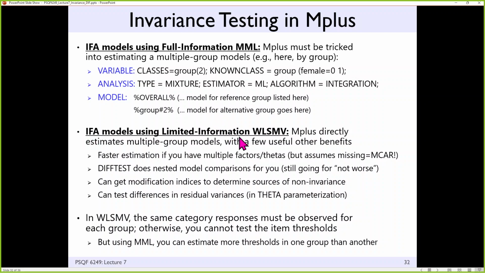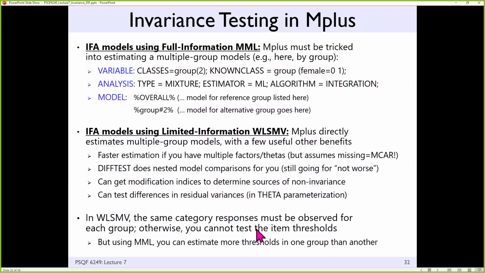IFA using limited information, though, has the same benefits that it did with respect to just fitting this type of model in the first place. It's much faster, particularly if you have many traits. It does assume missing data are missing completely at random. DIFFTEST is used to do nested model comparisons, so we don't have to enter things into a spreadsheet or ask for an ANOVA call in lavaan. We get modification indices to determine sources of non-invariance, so we can help troubleshoot that. And we could potentially test differences in residual variance once the constraints are on the loadings and thresholds.